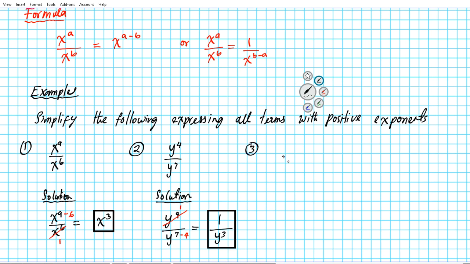All right, let's take a look at another example. Let's say we have m to the 8th power divided by m to the 8th power.